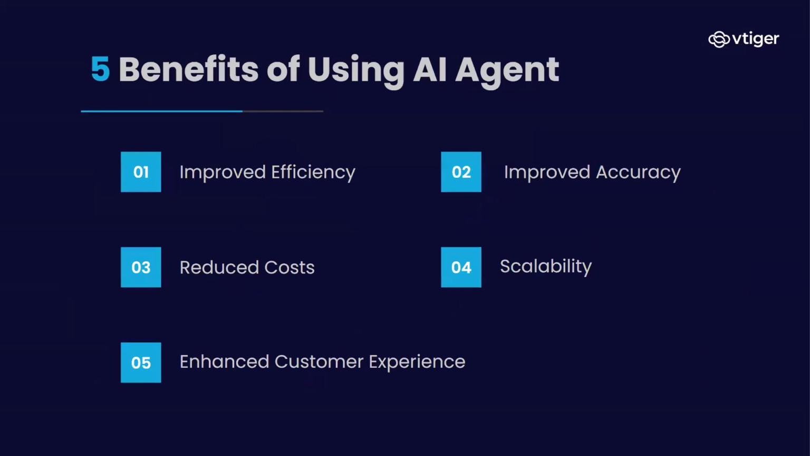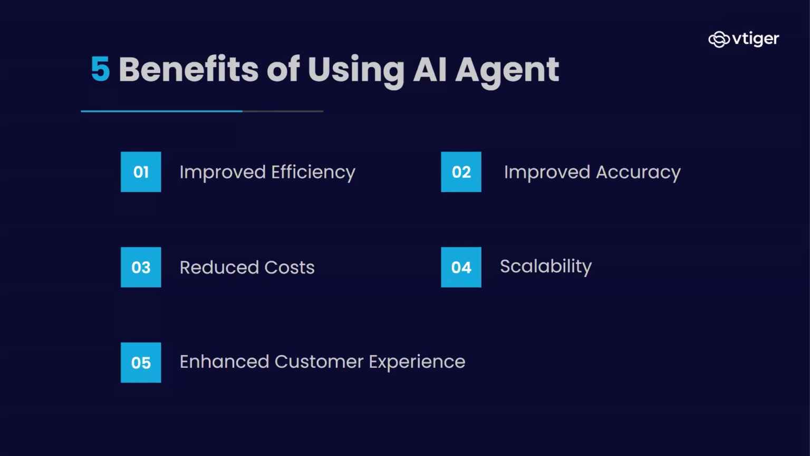Before I pass things off to Matthew, let's review 5 benefits of using Vtiger's AI agents. The first is improved efficiency. AI agents can automate repetitive tasks, freeing up users to focus on more strategic work. This leads to increased productivity and streamlined workflows. Next, we have improved accuracy. AI agents can process large amounts of data with greater speed and precision than humans. So this again leads to more accurate results and decisions.